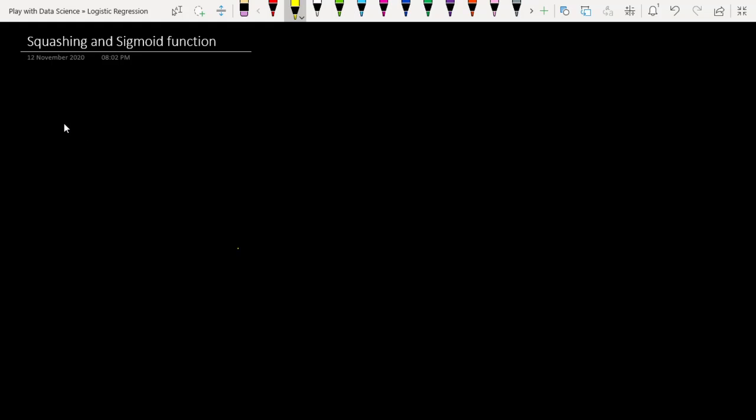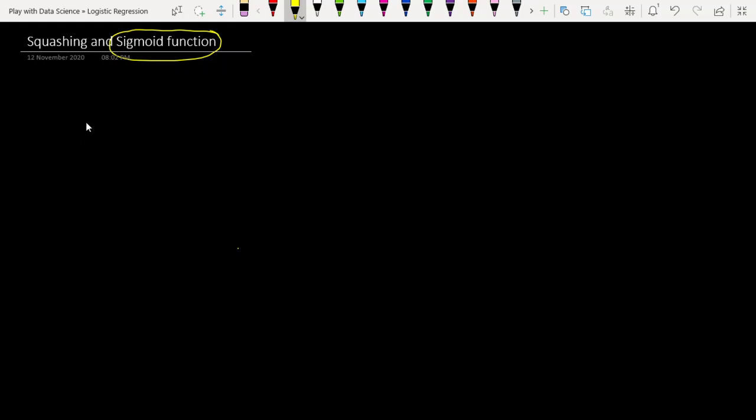Okay, so today's lecture is all about squeezing and how to use the sigmoidal functions in our logistic regression. Let's see why we are using these sigmoidal functions, why we need them, what the main problem in logistic regression is, and how to solve it. First, let's discuss the previous class, what we have learned.